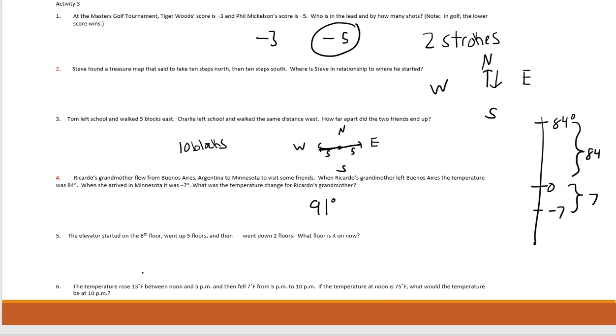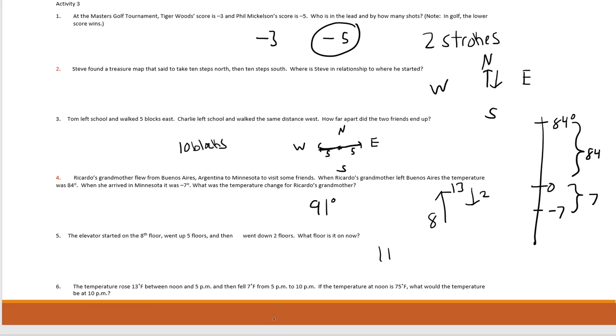Okay, the next one. The elevator started on the 8th floor. So we have an elevator, it starts on the 8th floor. Then it went up 5 floors. So that means it would then be on the 13th floor. Then it went down 2 floors, so it would be on floor 11.